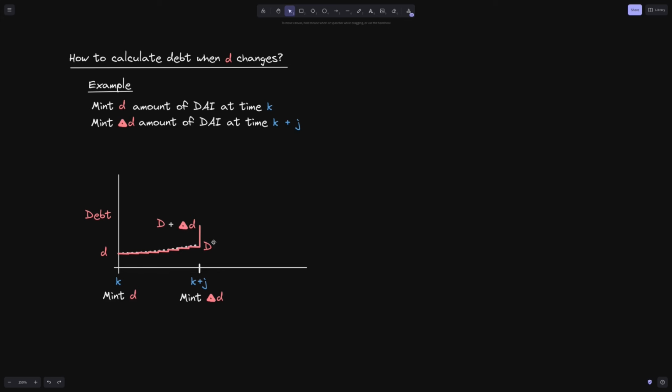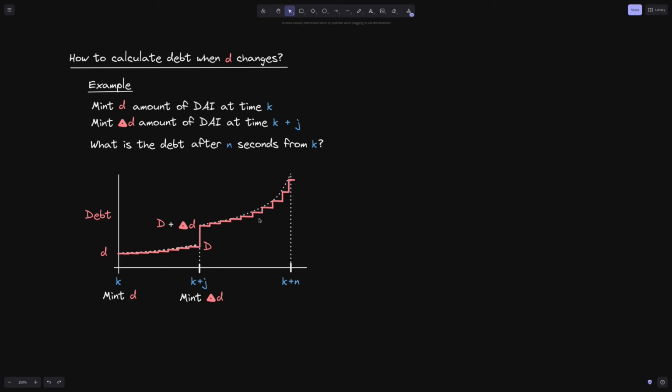So now the debt that the user owes will be the capital D, which will be the original amount of DAI that they borrowed, lowercase d, plus the stability fee, which is all included in this capital D, plus the current amount that they borrow, delta D. And then over time, this amount, capital D plus delta D, will accrue stability fee.